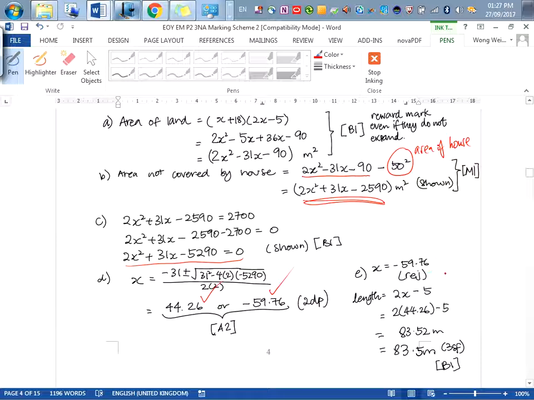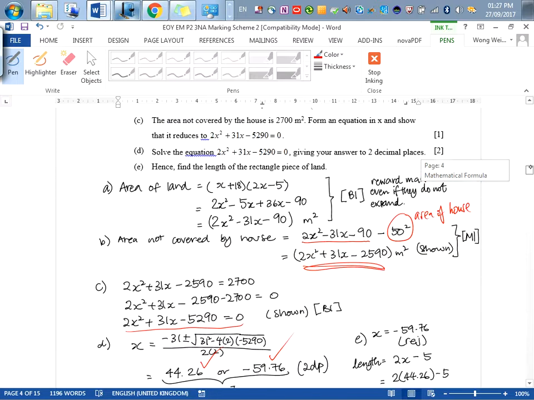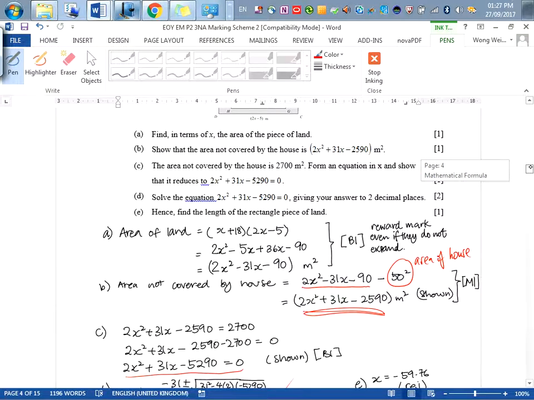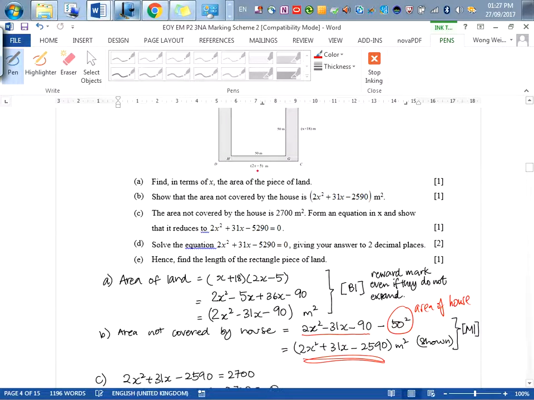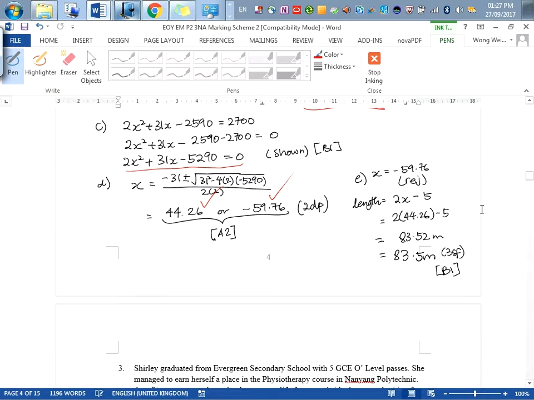For part E, yes, you must reject the one that is not used to solve. You can just write it in part E, anywhere. Okay? And find the length of the rectangular piece of land. So replace x with whatever value you found and minus 5. So, simple substitution.